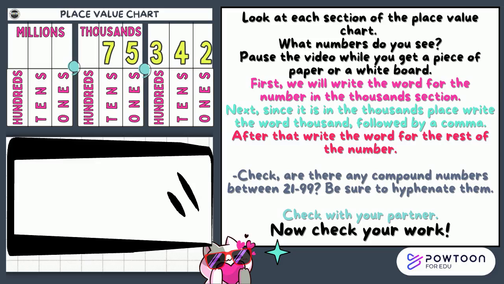Look at each section of the place value chart. What numbers do you see? Pause the video. Make sure you have your piece of paper or your whiteboard. First, we will write the word for the number in the thousands section. Next, since it's in the thousands place, write the word thousand followed by a comma. After that, write the word for the rest of the number.